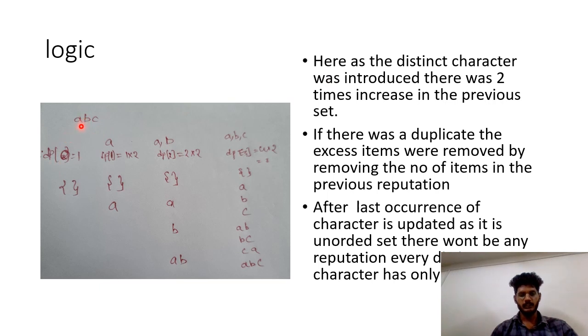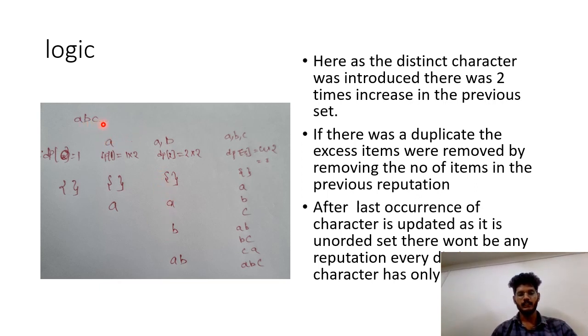For example, take the string ABC. Initially, we take dp[0] is 1, as the empty string is also a subsequence. For the first one, there was A; it was 2 times the previous one. If we take B, it gives AB, the second, dp[2]. It is 2 times the previous one. You can see the empty string, A, B and AB.